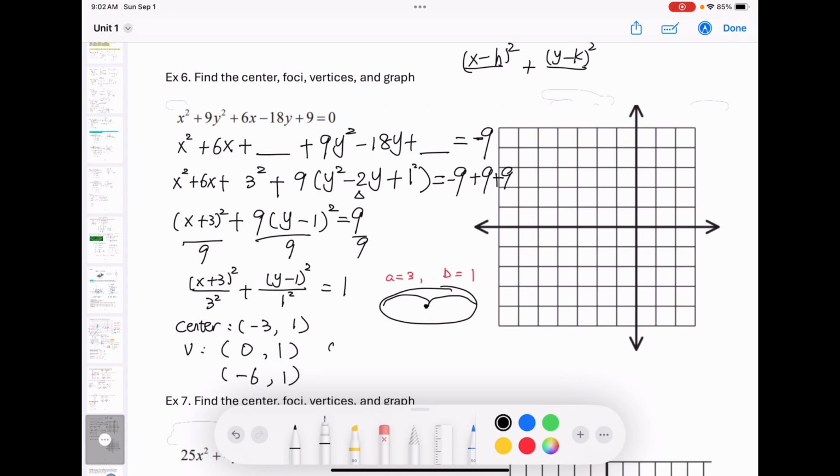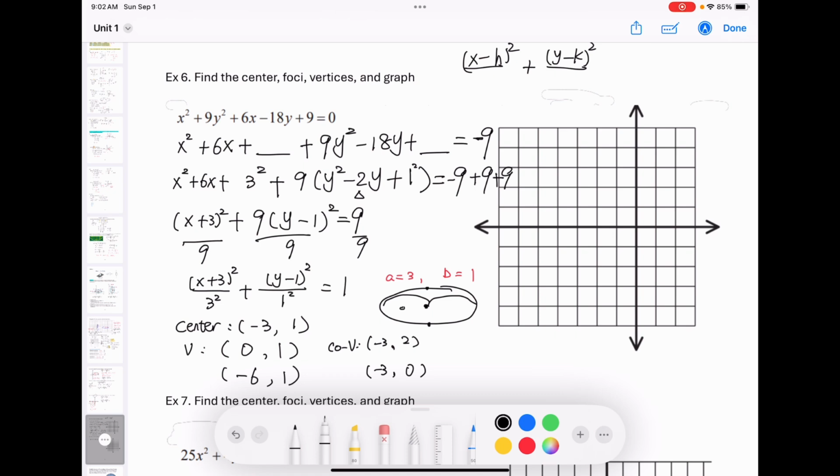And what is our co-vertices? So co-vertices is move up or move down. It has the same x value as my center. So my x value, negative 3. Negative 3 here, negative 3 here. What is the y value of my co-vertices? Based on 1, we go up 1 unit, we go down 1 unit. So go up 1 unit is 2, go down 1 unit is 0.